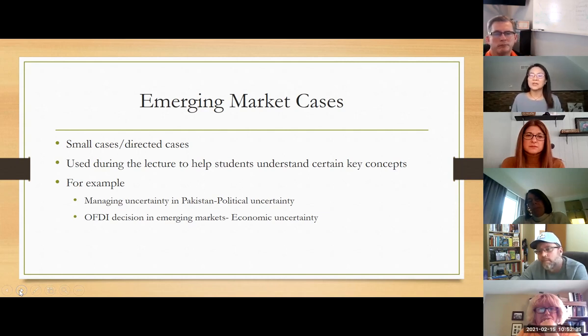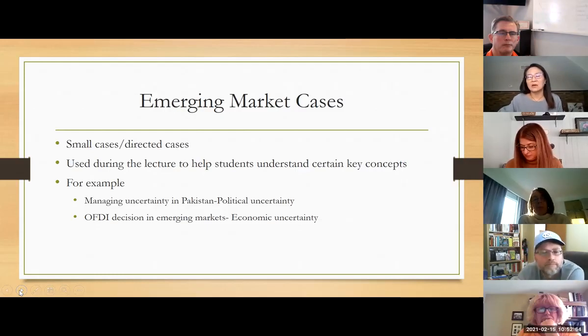I pre-assign these cases in the syllabus, and I remind students to read them before they come to class, because the chapter is very long. Here are some of the cases you have to read because I'm going to use those cases. So students come prepared when we talk about it.